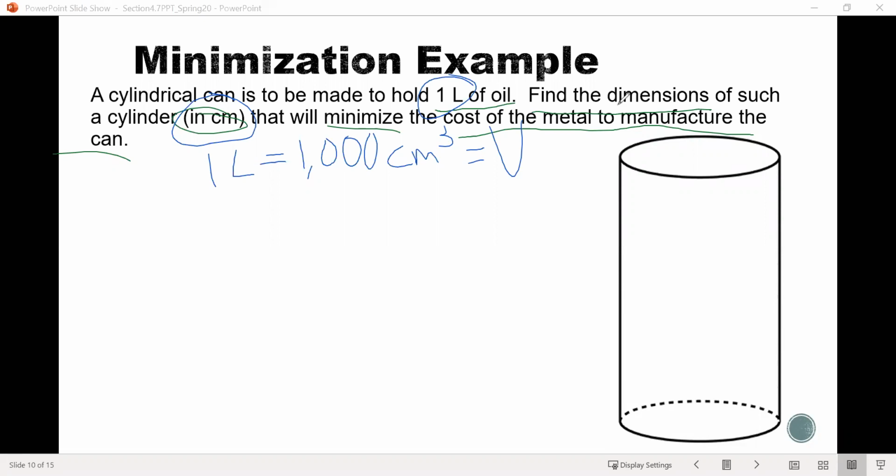All right, next thing, we're supposed to minimize the cost of the metal to manufacture the can. Now, think about what we are really looking to find here. We're trying to minimize the cost of the metal. Well, the metal used to make the can doesn't really have to do with the volume, right? It doesn't have anything to do with the space inside the can. In fact, if you fill the can up with metal, you can't put anything in it, right? So it doesn't talk about that.